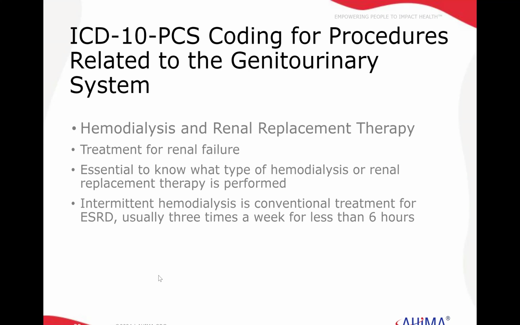Now we get into hemodialysis and kidney replacement, or kidney transplant, as we say. Hemodialysis is what is used for renal failure. And there's two main types of hemodialysis. We need to read the documentation to determine exactly what was being done. Intermittent hemodialysis, conventional treatment for end-stage renal disease, which usually goes on for 3 times a week for less than 6 hours.